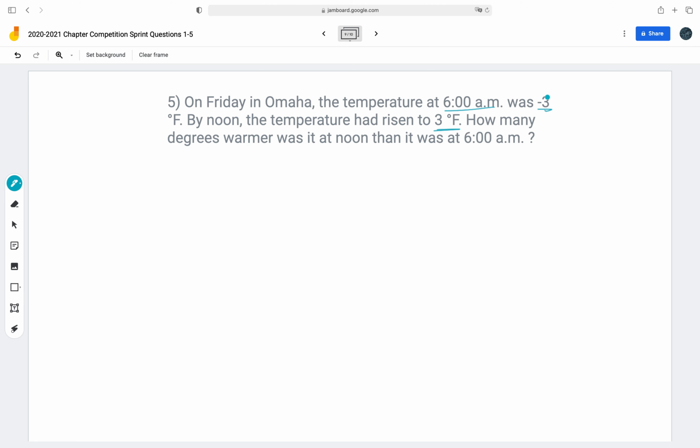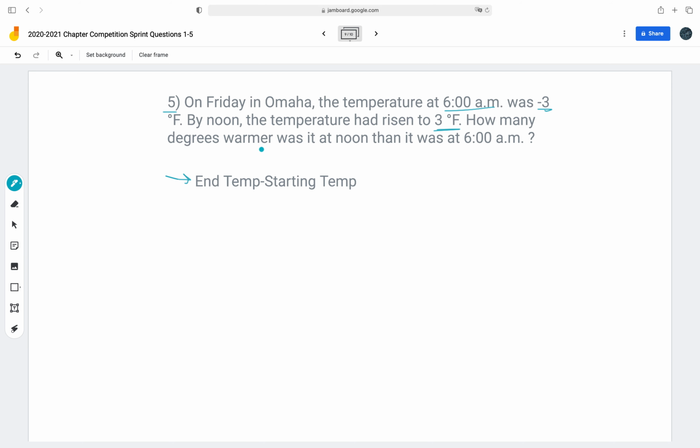Okay, this is just wanting the how many degrees warmer. So it's like displacement, the end temperature minus the starting temp to see how much it increased, or the change. All right, so let's plug this into our problem here. So what was the end temperature?